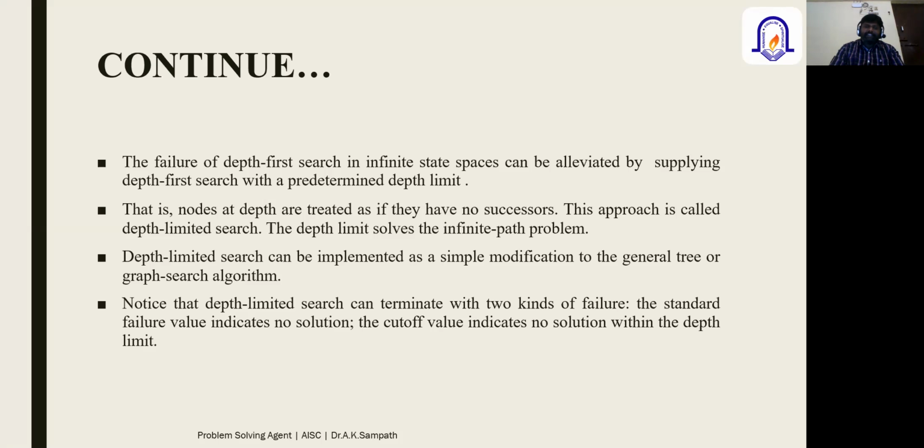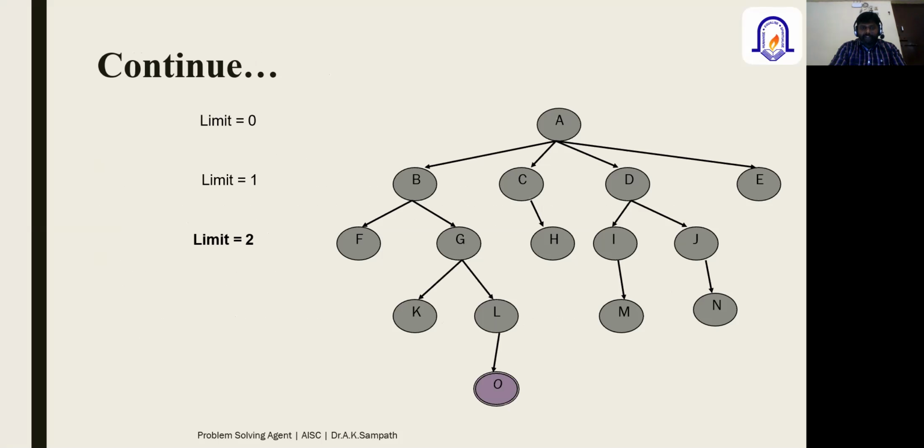The second is the cutoff value, which indicates no solution within the depth limit. Very similar to that, if within the limit you are not able to find a solution, the depth limited search algorithm becomes a failure. I'll try to explain with a diagram so that you will understand it more clearly.